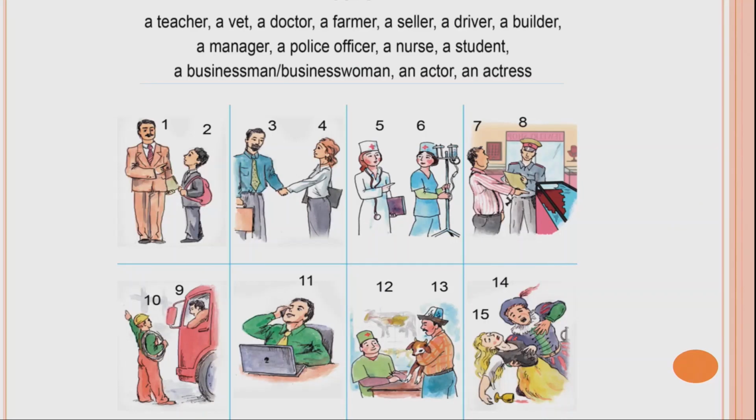Okay, look at the pictures. Try to find the word.